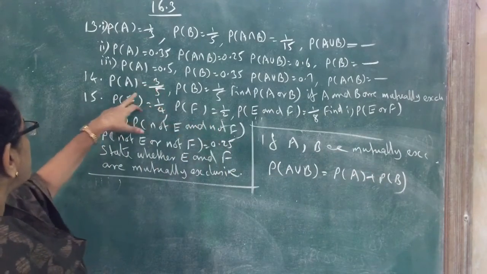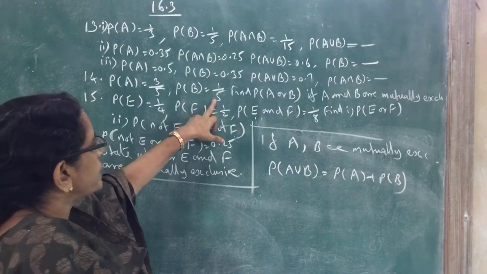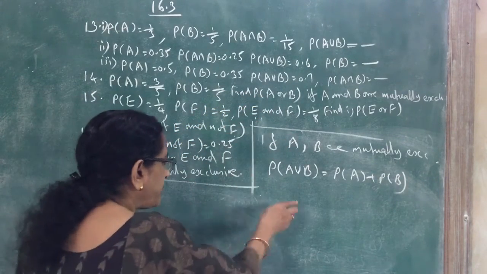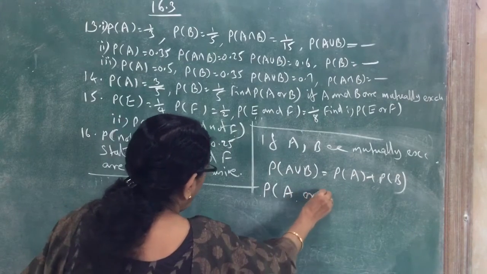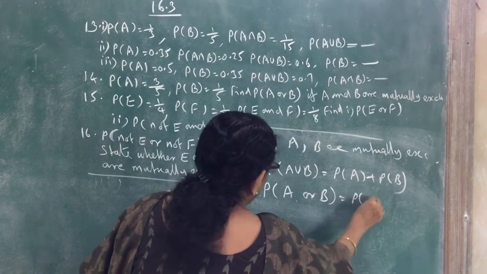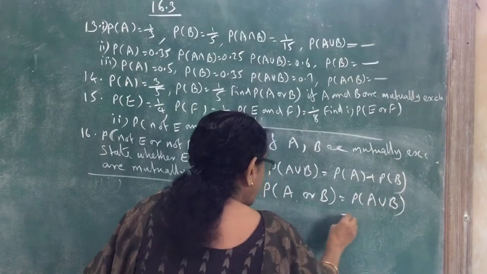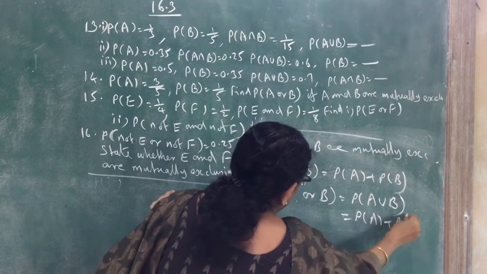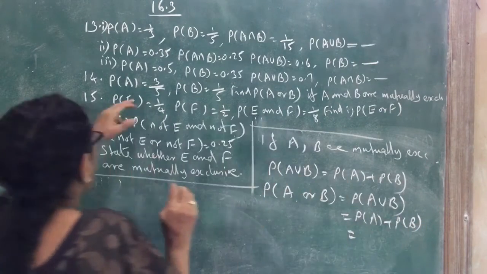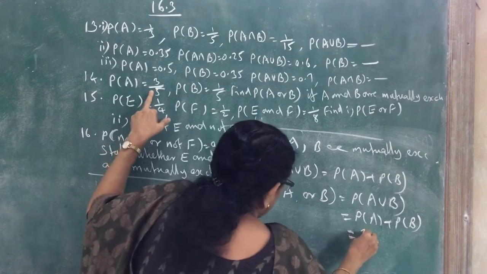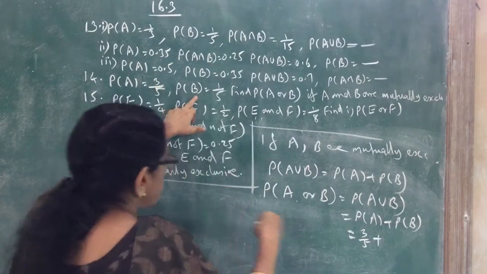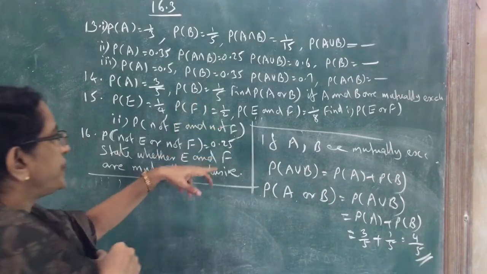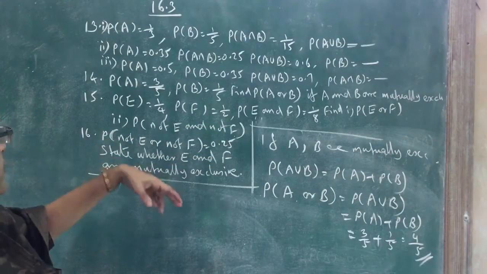Now here we want to find, probability of A is 3 by 5, probability of B is 1 by 5. We want to find probability of A or B. A or B means probability of A union B, which is equal to probability of A plus probability of B. That is 3 by 5 plus 1 by 5, which is equal to 4 by 5. So probability of A or B is equal to 4 by 5.